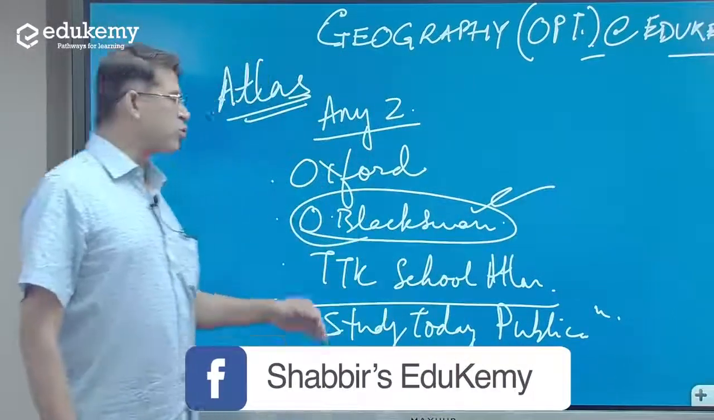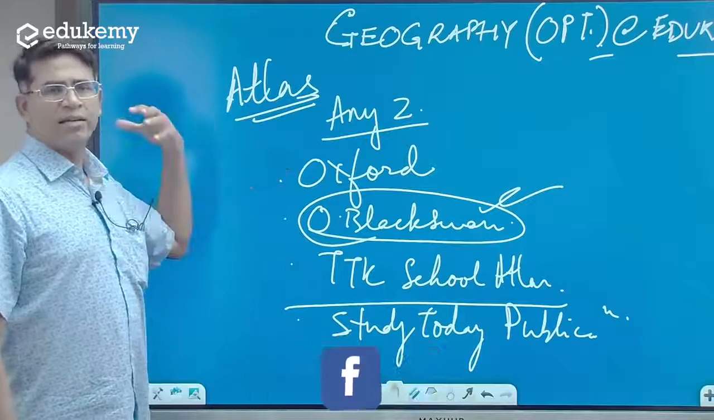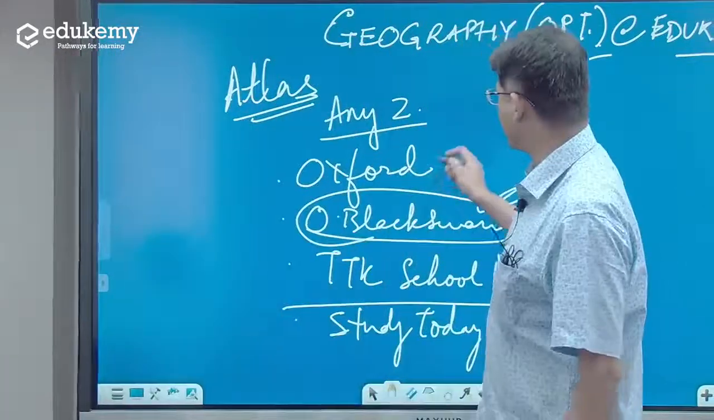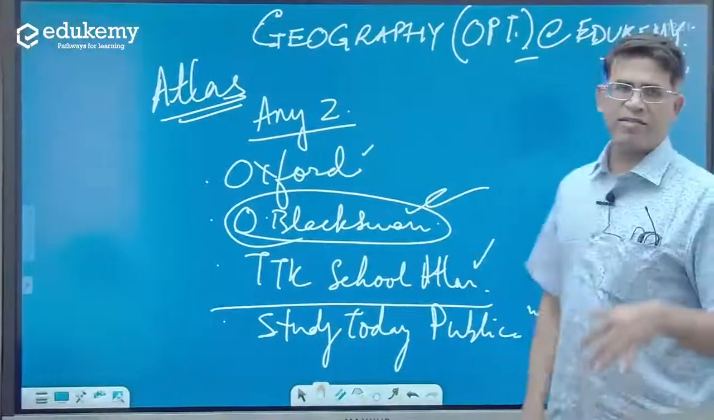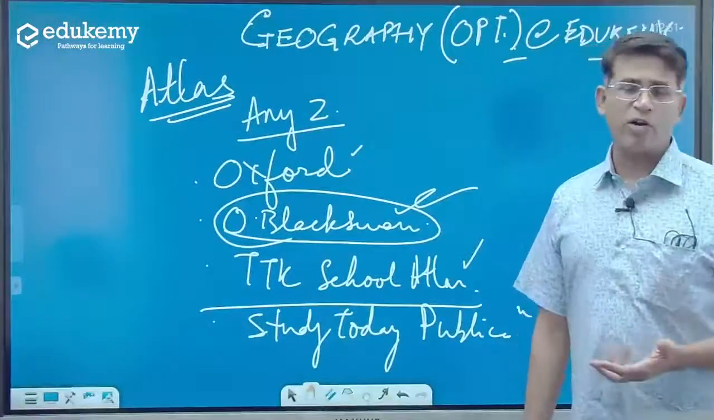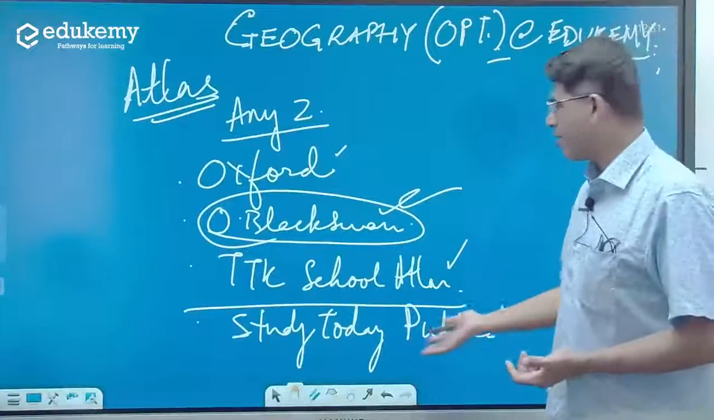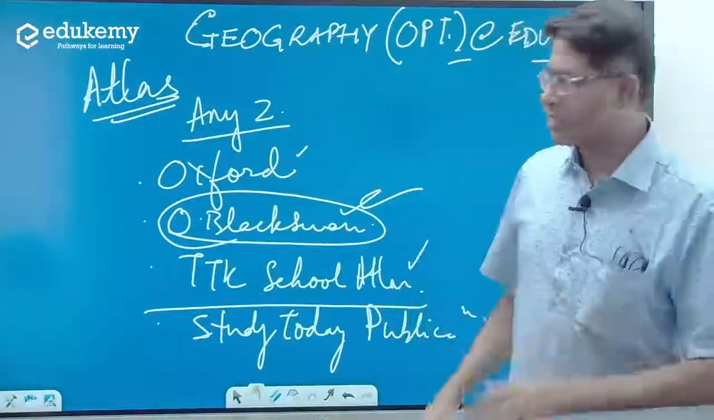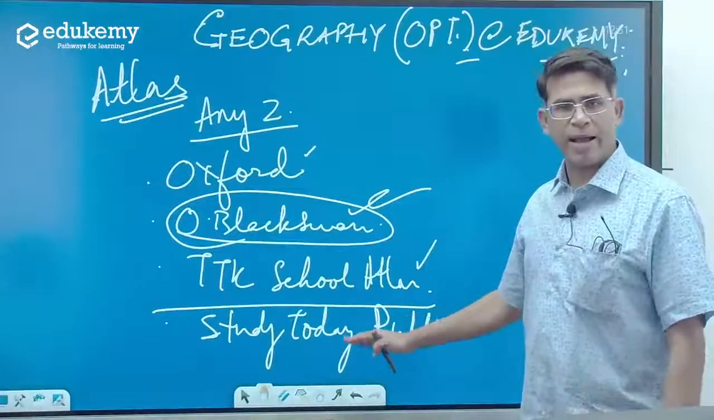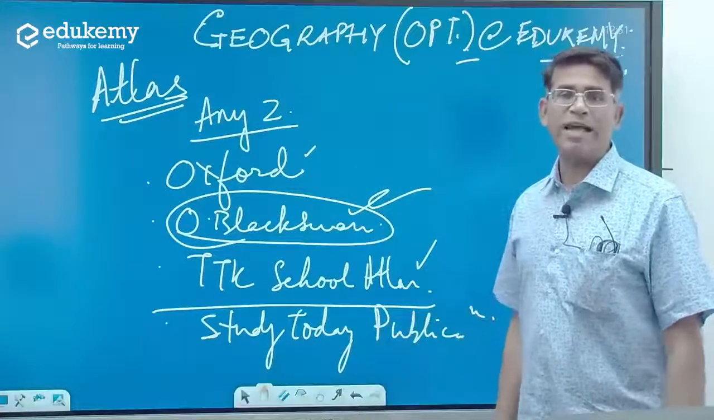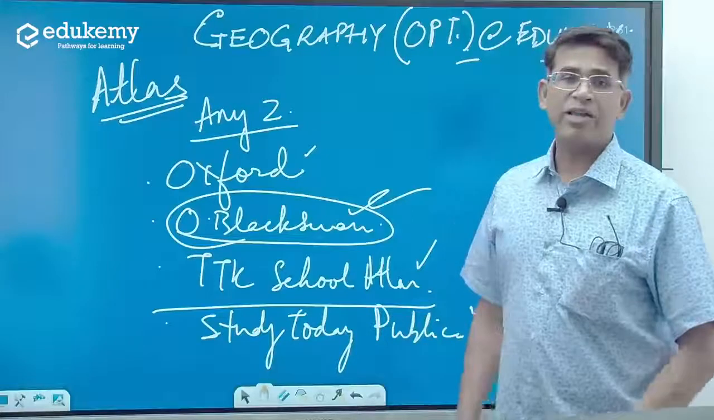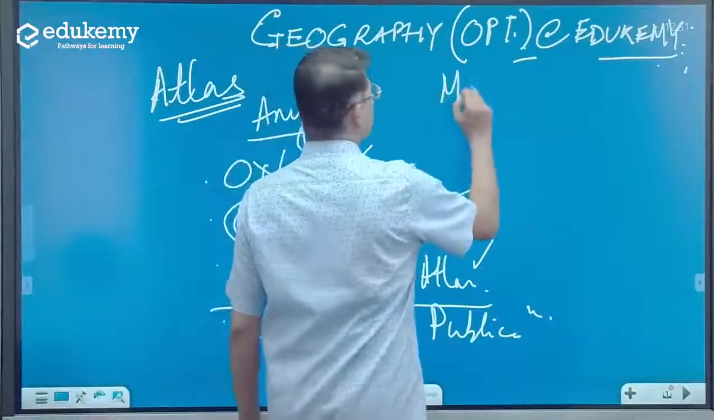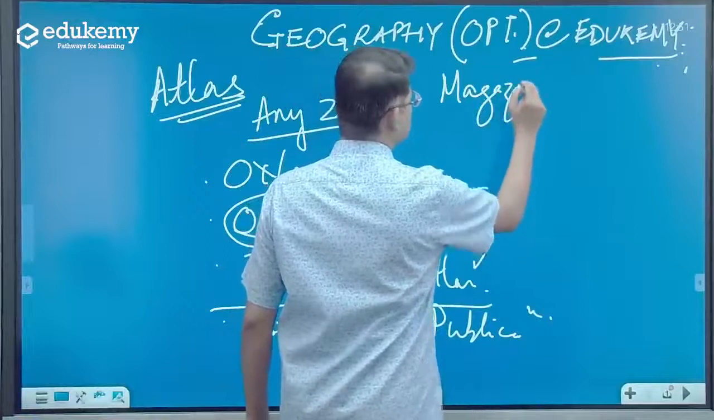And in recent times Oxford has redone its atlas, so it is very nicely depicted. You can go for Oxford Atlas. TTK Atlas is a very traditional one. Many of them have followed it over the years. Go for that, or you can also go for the Study Today publication. But this one is more about Indian maps, not about the world map. Not as many of them. These are your atlases.